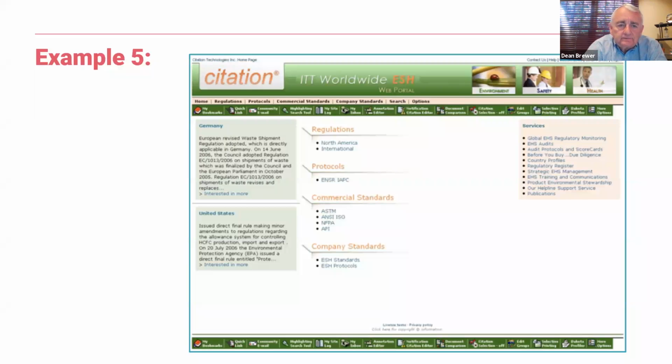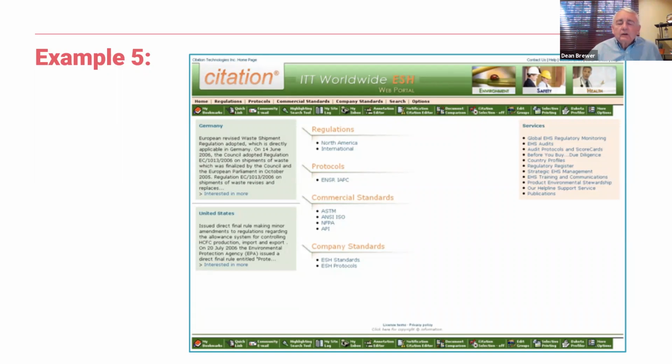So there's another one, this is really old, but again, we put protocols in there. That's a whole other thing. The commercial standards, I think we had ASTM in here. And what would happen is the companies would have the relationship with the standards organization, and we would have permission from the standards organizations to build the portal. You can see in here it has their company standards and their protocols. Again, we'd have all the regulations.